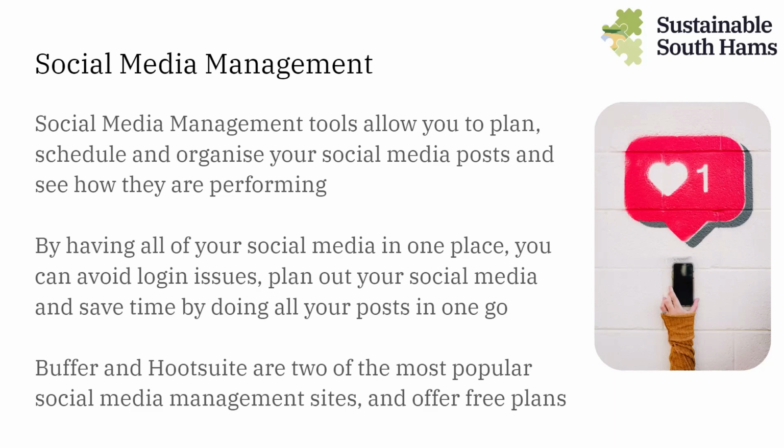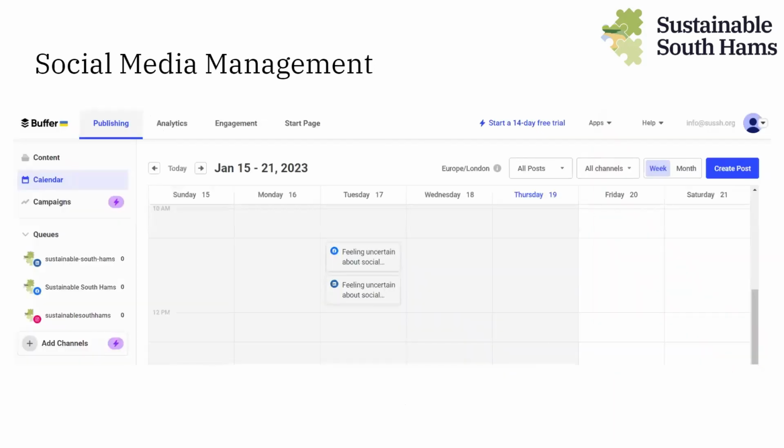So we currently use Buffer. I've just put it here so you can get an idea of what that looks like. So you can see on the left-hand side, I've got my LinkedIn, Facebook, and Instagram channels. So I've added those in. And then in the middle, you can see a calendar, and it shows that I've posted on Tuesday the 17th. And you can see I created one post and then shared that same post on both Facebook and Instagram at the same time. So that saves time.